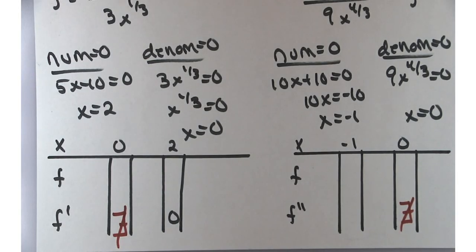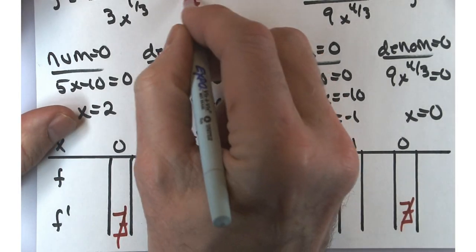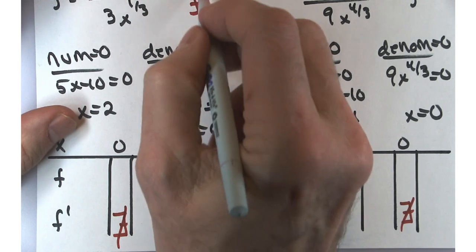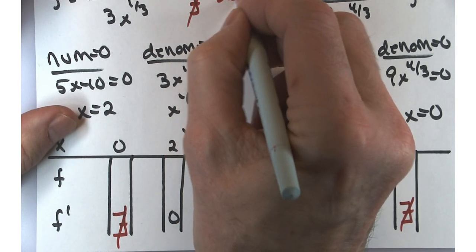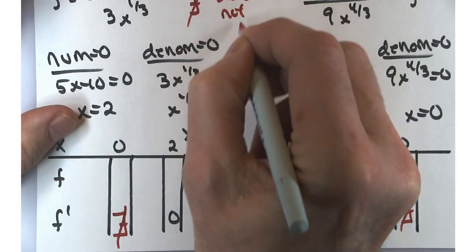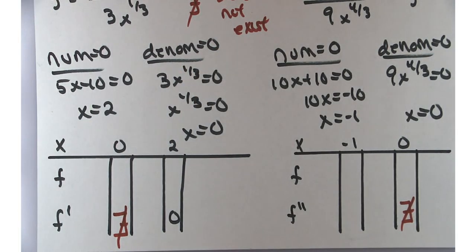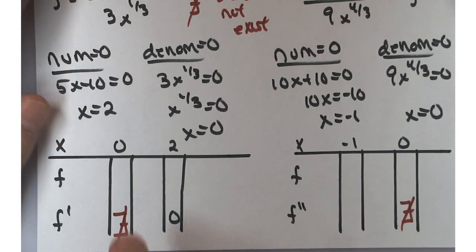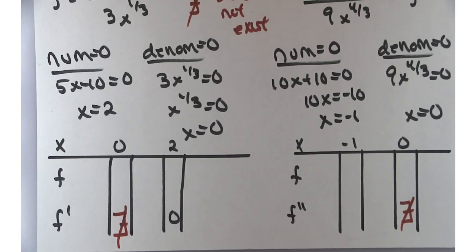So that's what I mean by this little symbol here. This means there exists, and this means there does not exist. That's what I'm using it for here. I need to know the sign of the function and the sign of its derivatives in between these points. So let's plug those functions into our calculator.